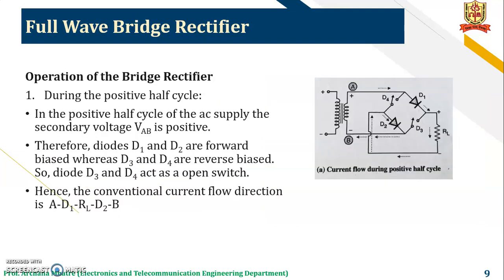Now, operation of the bridge rectifier. During the positive half cycle, the AC supply secondary voltage VAB is positive. Therefore, diodes D1 and D2 are forward biased, whereas diodes D3, D4 are reverse biased. So diodes D3, D4 can be replaced by an open switch. Hence, the conventional current flows from point A to diode D1 to RL to diode D2 and then the last point is B.